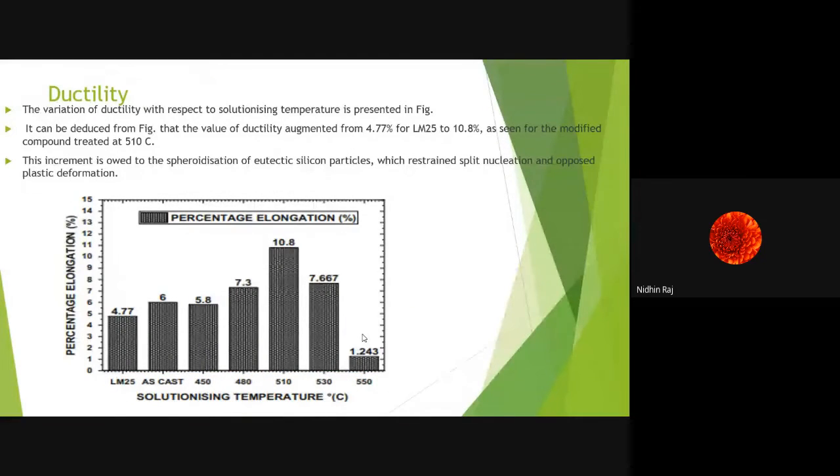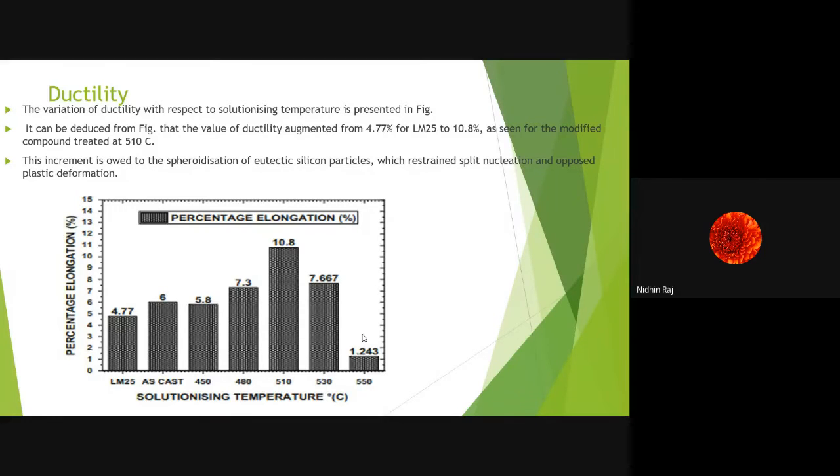Now coming to the ductility investigation, the figure shows the different ductility values that we got for different solutionizing temperatures. It can be seen from the figure that the value of ductility increased from 4.77% for LM25 to 10.8% as seen for the modified compound treated at 510 degrees. This increment is because of the spheroidization of eutectic silicon particles, and this restrained the split nucleation and opposed the plastic deformation.